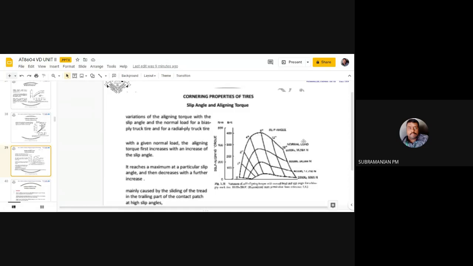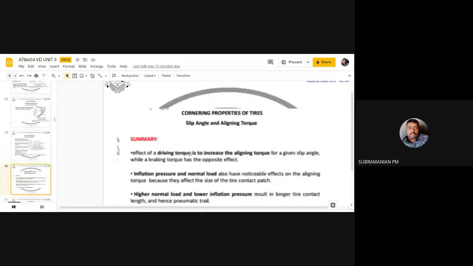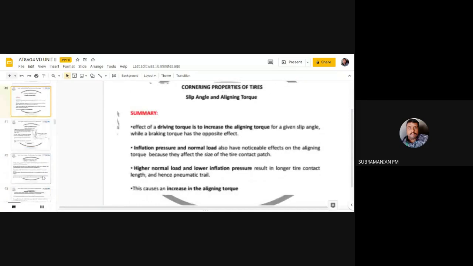What is the reason? Up to a maximum extent only, I can produce the self-aligning torque. After that, with greater slip angle, there will be sliding of the tread, so I can't have a proper cornering force. There will be sliding, so my cornering force will decrease, and the self-aligning torque will also decrease. So this will be the summary.